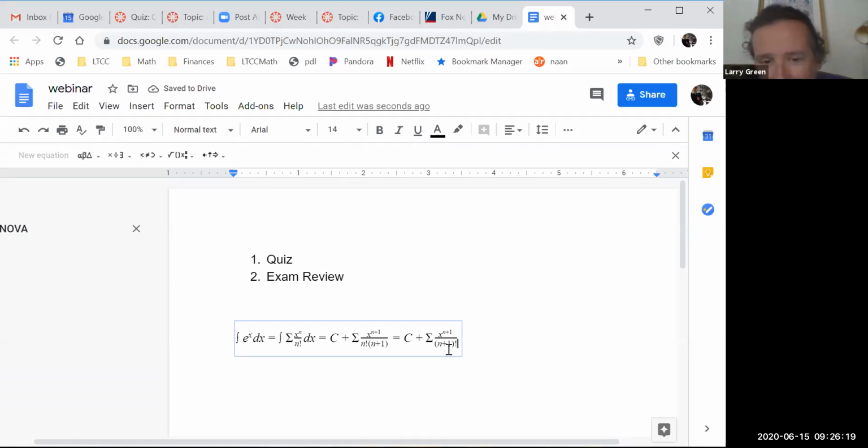Okay, but now if we let w equal n plus 1, that's the summation of x to the w over w factorial. You see that? And that's e to the x, isn't it?